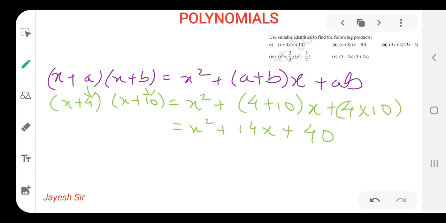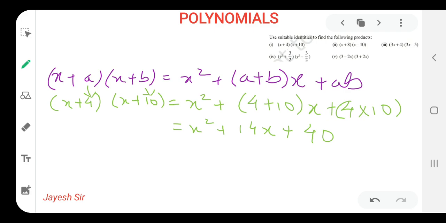I hope you all are getting it, friends. That was the easy type of sum. We just have to find the formula and apply it so that we can easily find the answer. That was a very simple type of sum. I hope you all are capable of solving this type of sum on your own.